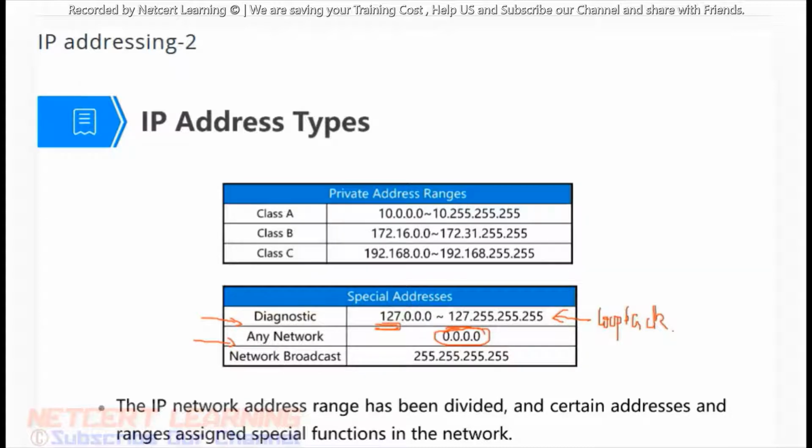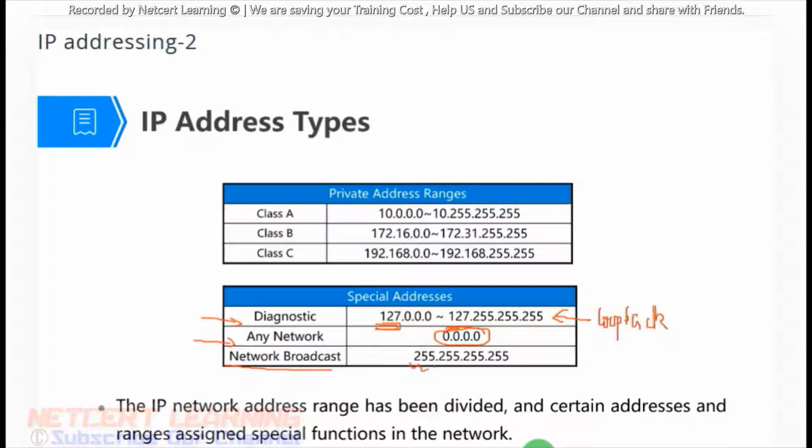If you send a packet to this address, then it will not be sent out of the NIC, the network interface card. This address is looped back. What you send out, the packet loops back to the source, of course to itself. This is the loopback address.